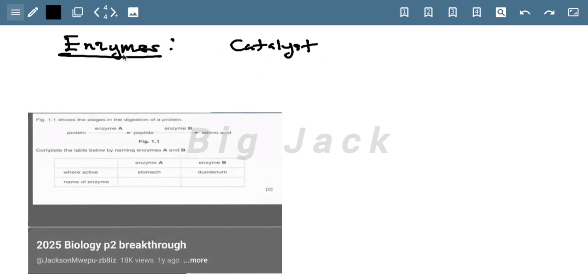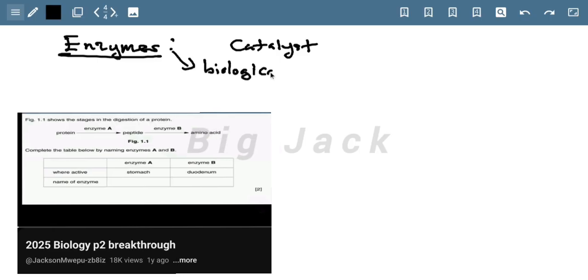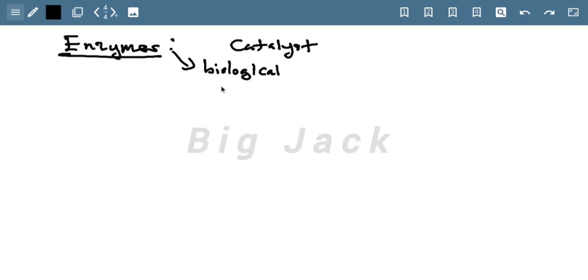These enzymes are biological, meaning they are produced by cells, and once they are produced by cells, they help to speed up the rate of a chemical reaction. That's the reason why enzymes are very, very important in terms of metabolism. So enzymes are important in metabolism. Why? Because they help in catalyzing the rate of a chemical reaction.